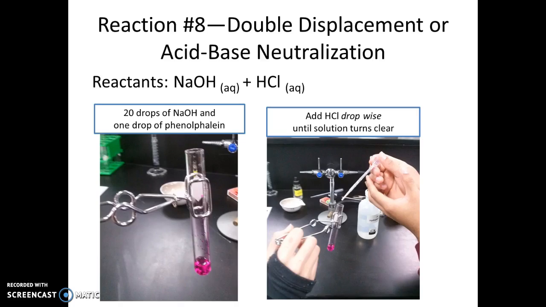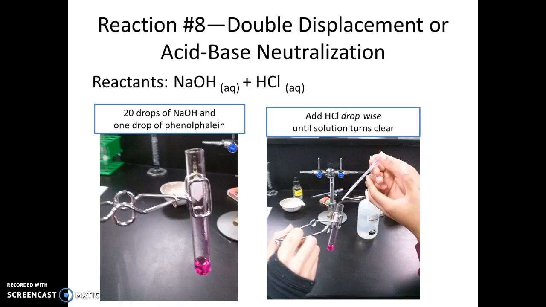I would suggest that you use the disposable droppers that are in the back of the lab room. They have a narrow tip so that it makes your drops more uniform when you're counting drops. So I would get 2 of those disposable pipettes and use one for the sodium hydroxide to count out 20 drops, and also one for the hydrochloric acid. You'll start with your 20 drops of sodium hydroxide, and to that you're going to add 1 drop of the phenolphthalein solution. Phenolphthalein is your indicator.